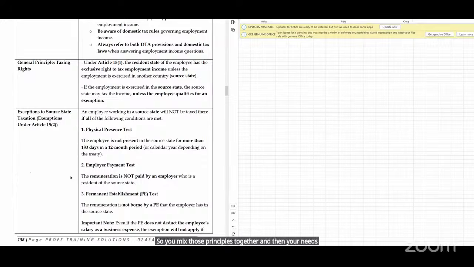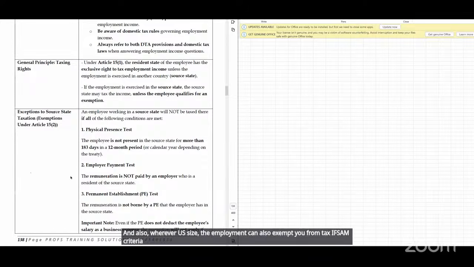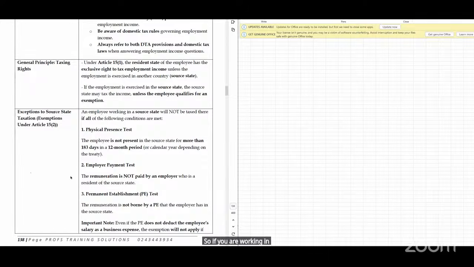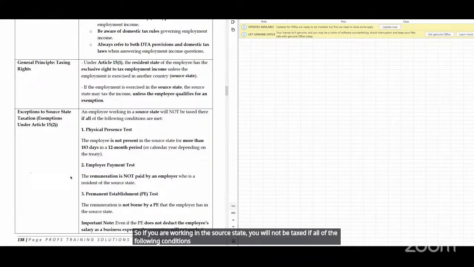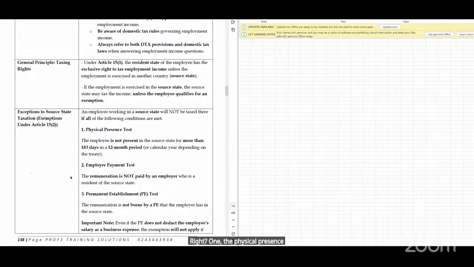All right, so let's understand the rule first. Wherever you exercise the employment is where we tax you. And also, wherever you exercise the employment can also exempt you from tax if some criteria are being met. So if you are working in the source state, you will not be taxed if all of the following conditions are met. One, the physical presence test. You must not be present in that state for more than 183 days in a 12-month period.